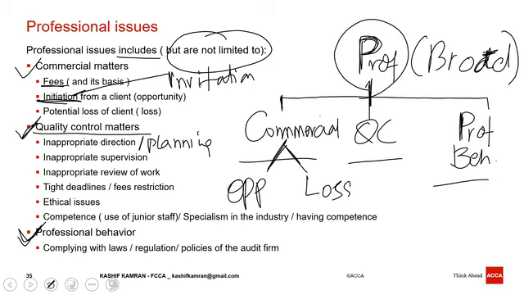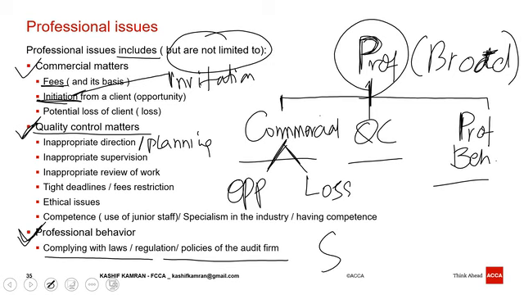Commercial, quality, professional behavior. What does under commercial mean? That OPP is opportunity. Opportunity. Okay, professional behavior: comply with laws, regulations.